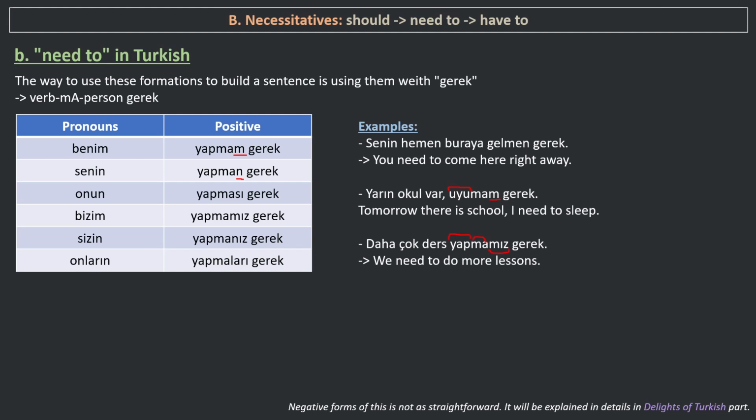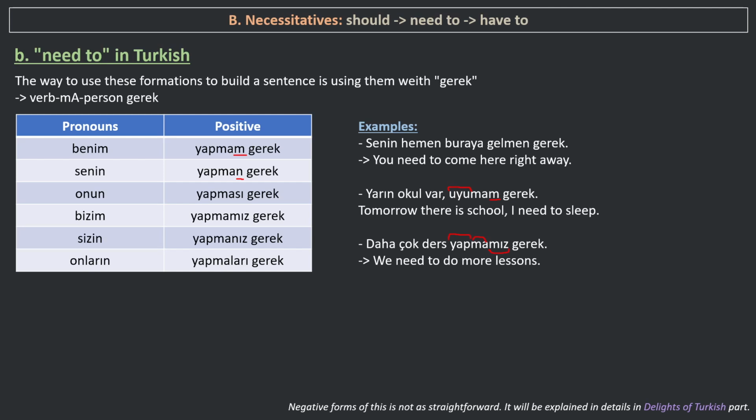So, benim birazdan dersten ayrılmam gerek. As usual, the first thing is identifying the verb and then the verb stem actually. Ayrıl, that means to leave. And mam gerek, so I need to leave from the lesson in a bit, birazdan.